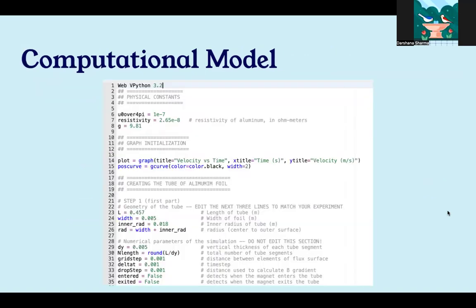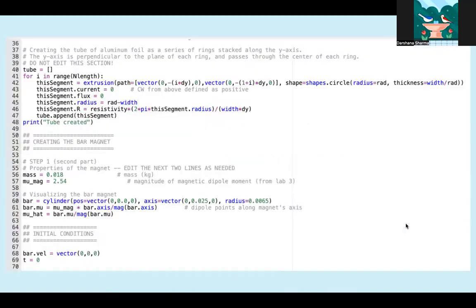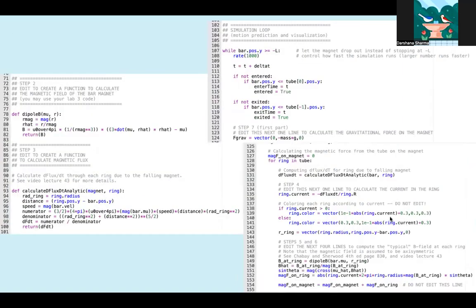For my computational model, first I isolated my constants, resistivity and gravity, and then I initialized my graph. Then I created a tube of aluminum foil so I could model it. I isolated each ring of the tube, because this is important to understanding how the current goes through the aluminum tube. Then we created the bar magnet, and a function to calculate the magnetic field of a bar magnet and then the magnetic flux in this experiment.